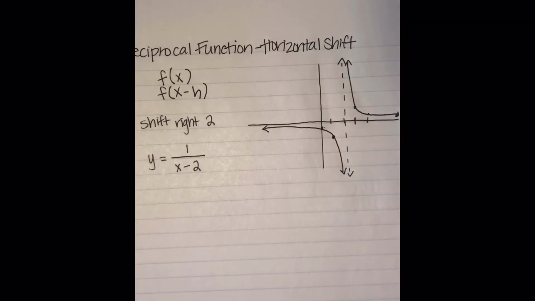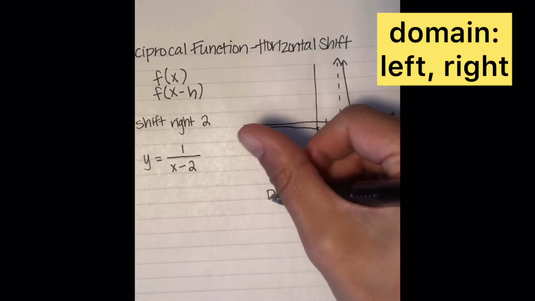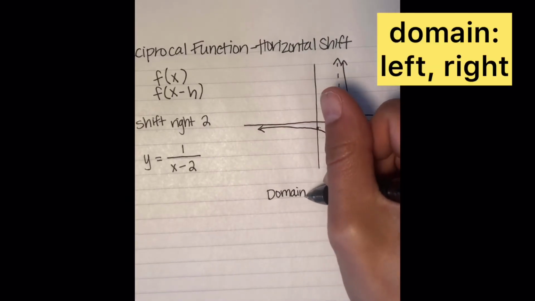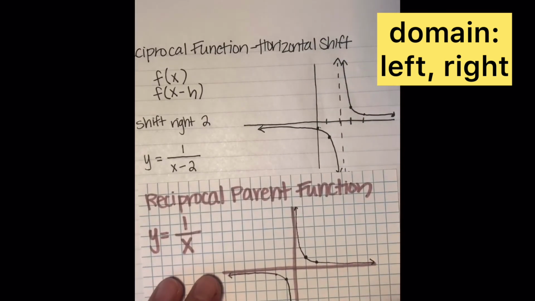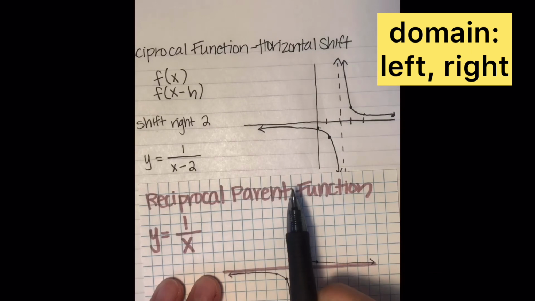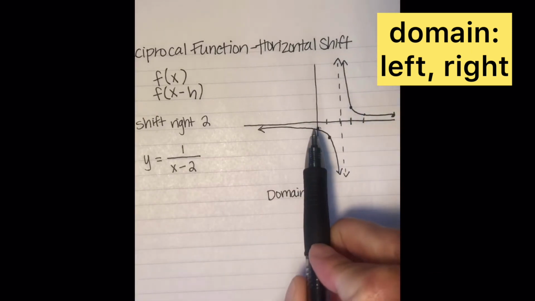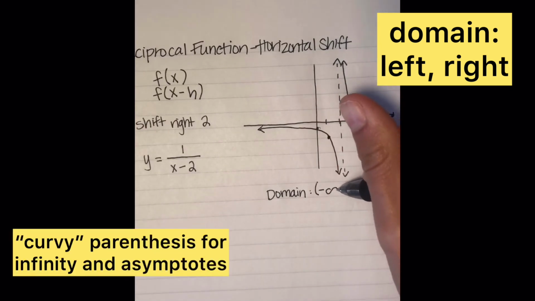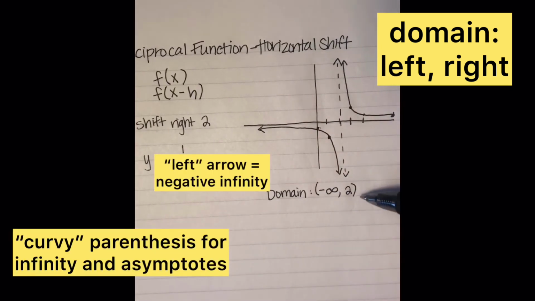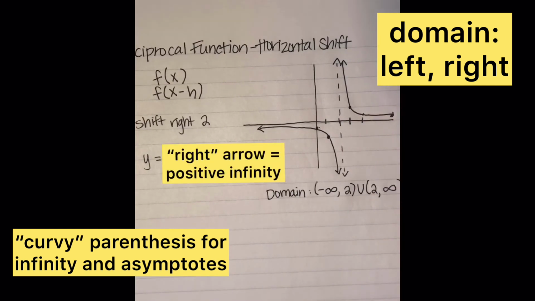All right, here, because we moved to the right 2, that changes our domain. So let's go ahead and write out the domain and range. On the parent function, the domain from left to right had a gap at the 0, but here our gap moved. We do hit 0, we don't hit 2. So our domain goes from negative infinity to 2, not included, and then it starts up again to positive infinity.